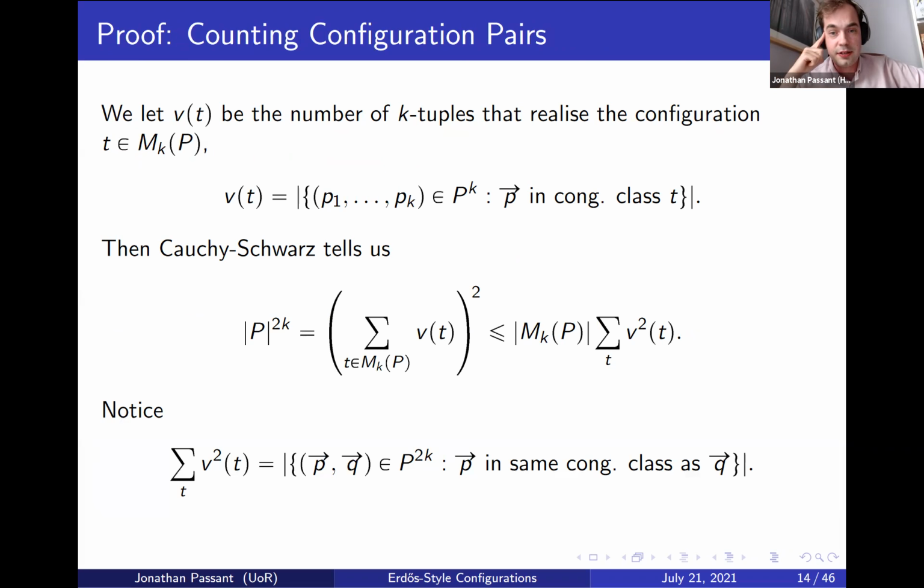The idea is just a simple Cauchy-Schwarz energy situation. So you take this V of t, which measures all of the possible things that lie in one congruence class, and you apply Cauchy-Schwarz. Then you get p to the 2k as a lower bound times the number of such distinct ones, and the second term you get is an energy term. So this measures all pairs of k-tuples where they're in the same congruence class. For those of you familiar with additive energy or multiplicative energy, this is a very similar concept.